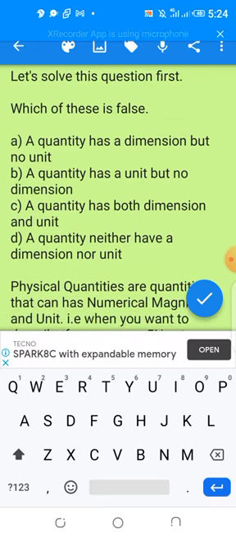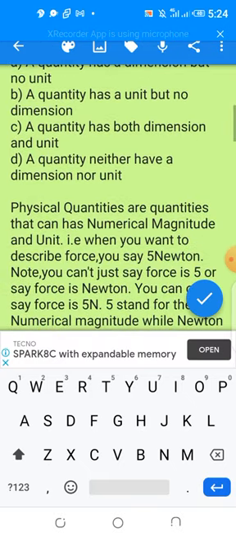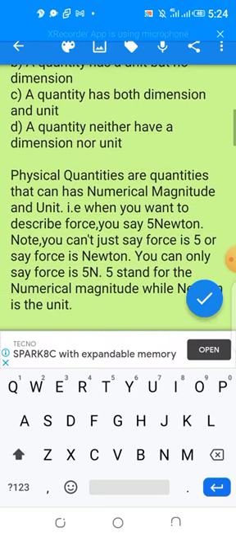I'm not going to solve this question now because I want us to go through the class first, and then we'll come back to solve the question together. That's why I said I want you to have an open mind.